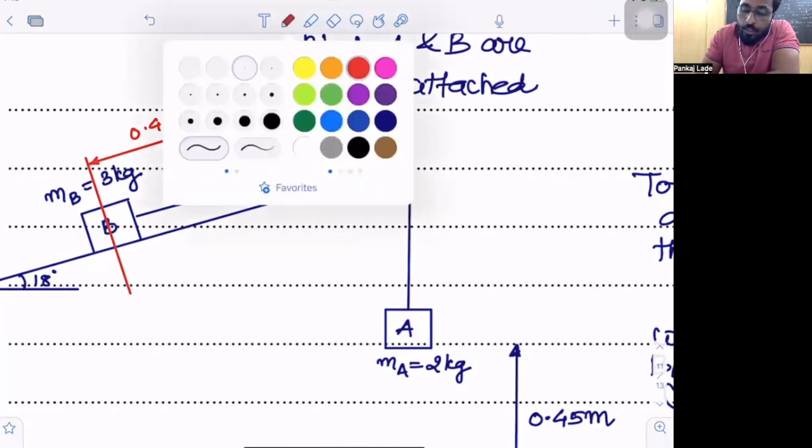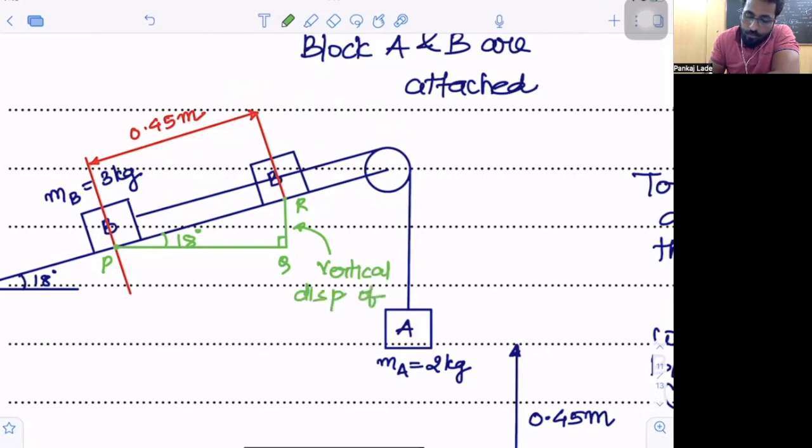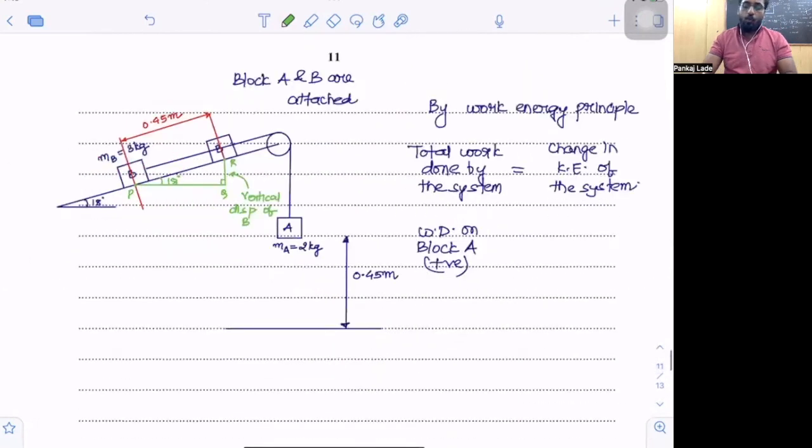So what I do is I draw a right angle triangle like this. If I name it, let's say this point is P, this is Q, this is R. This is a right angle triangle, and the length of PR is 0.45 meters. This angle is 18 degrees. So this is the vertical displacement of B, right? So I'm going to get the length of QR.